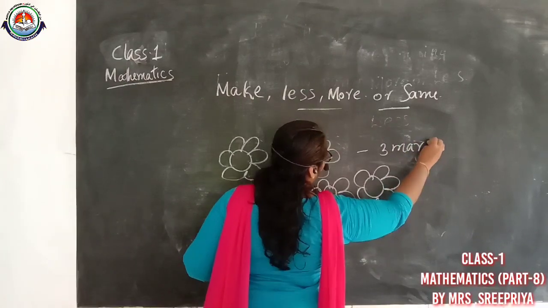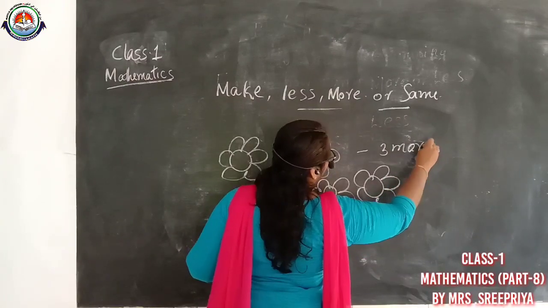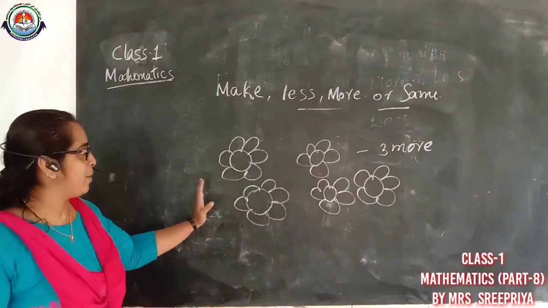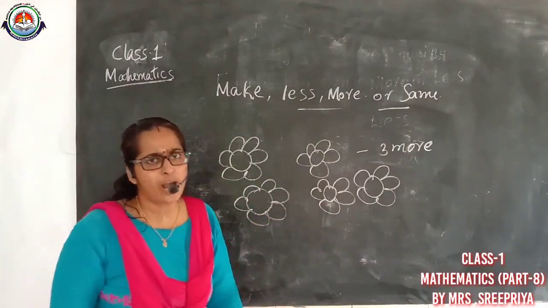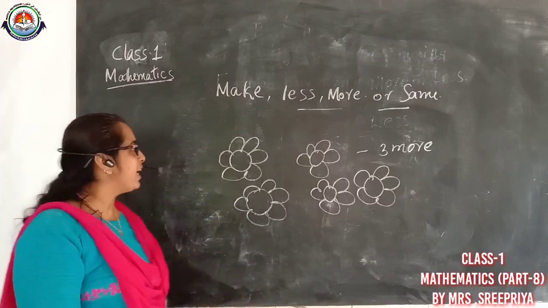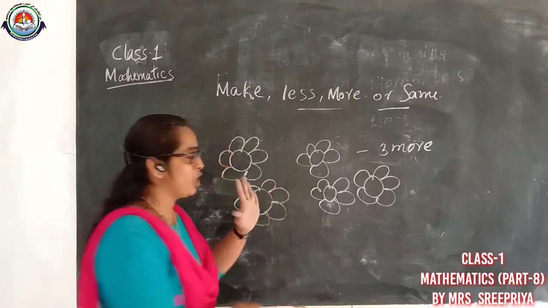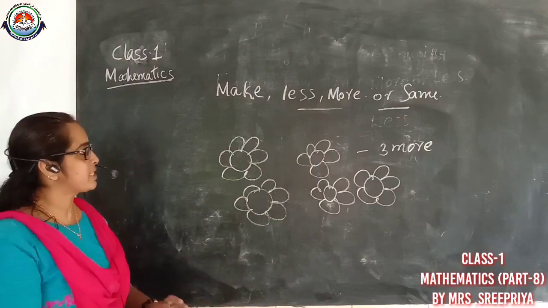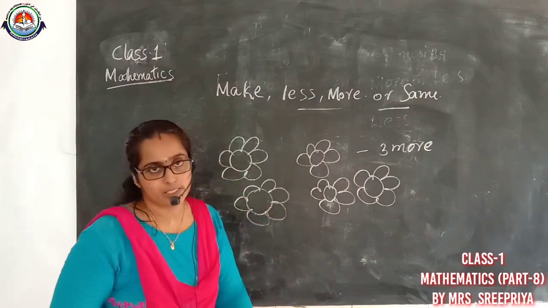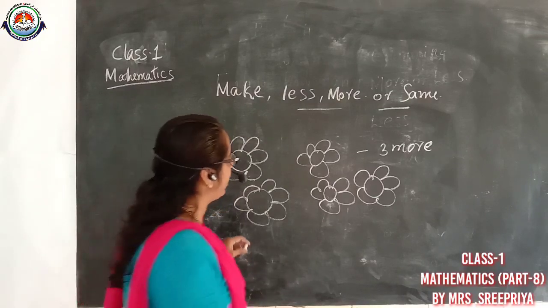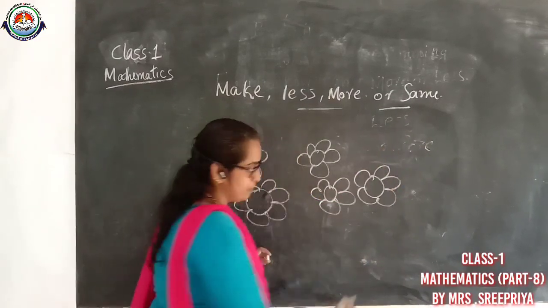Then I made it what? 3 more. Then how many are there? 3 more I draw and I make it 5 flowers. Are you happy? You got 5 flowers? Yes. So I draw 3 more and I make it 5. Okay. Can I ask one thing? 5 flowers are there. How many flowers are there together? 5 are there.